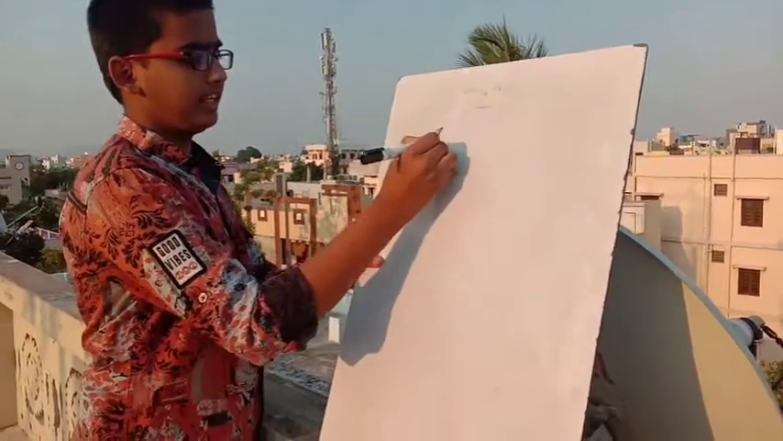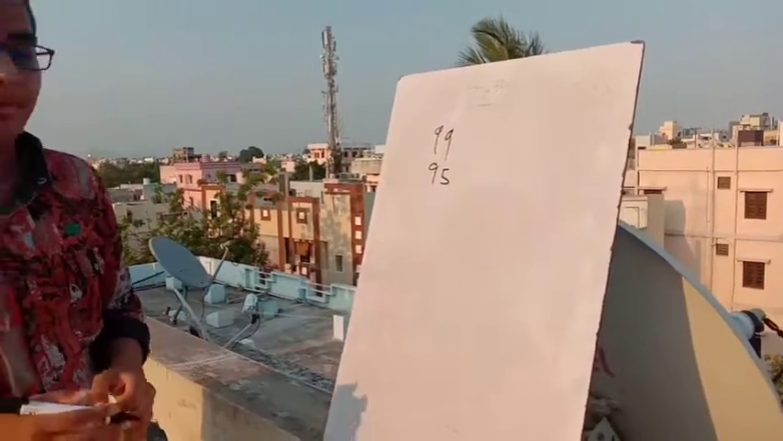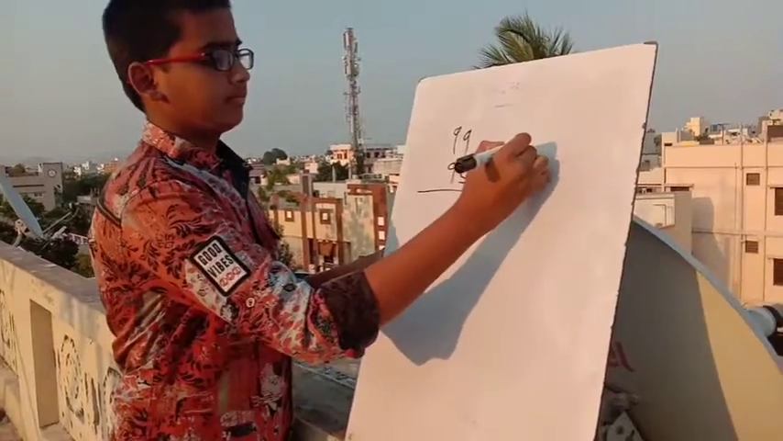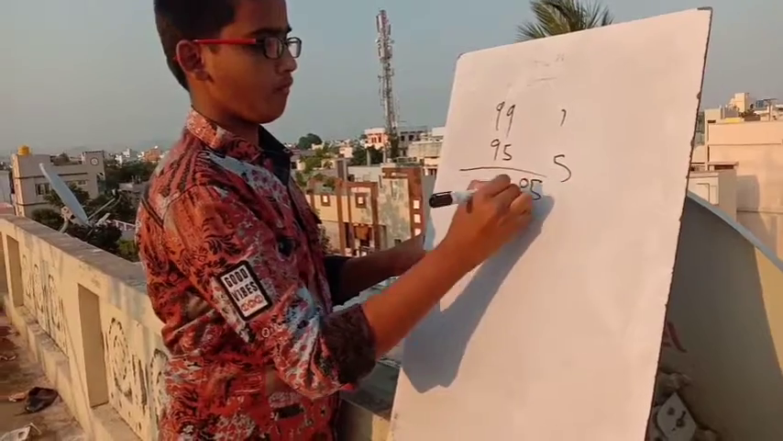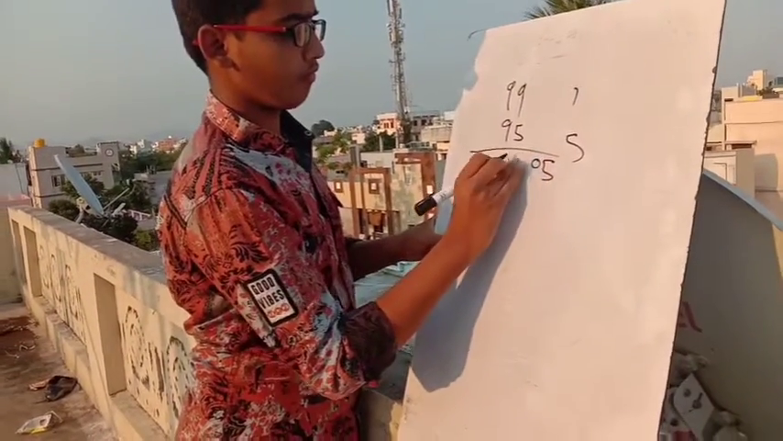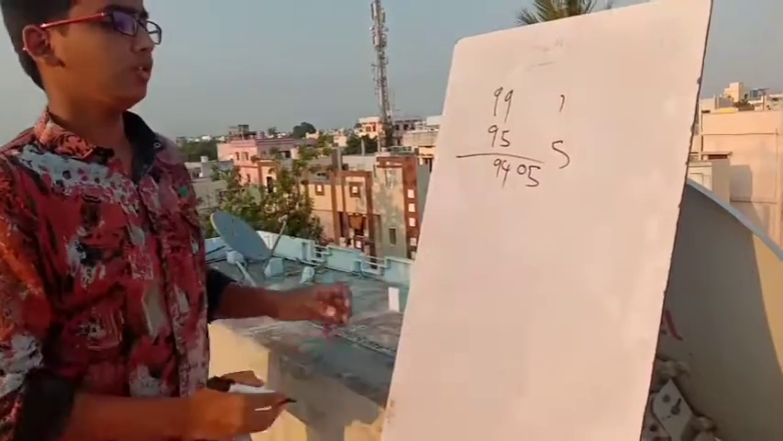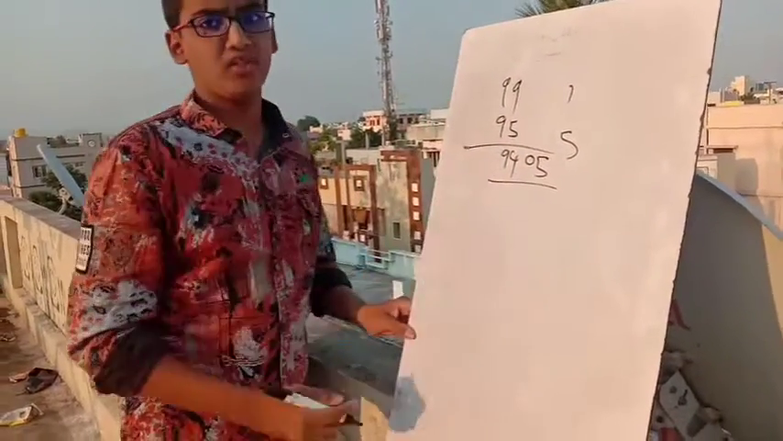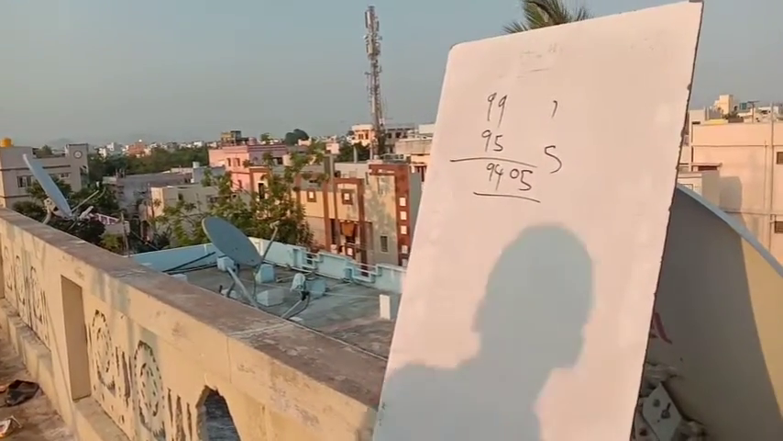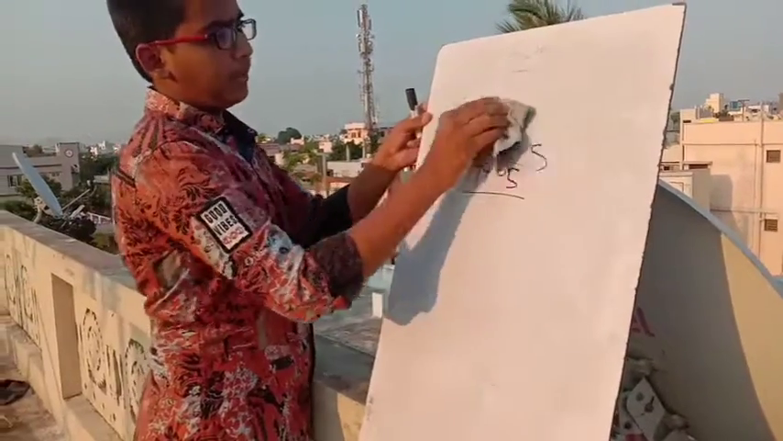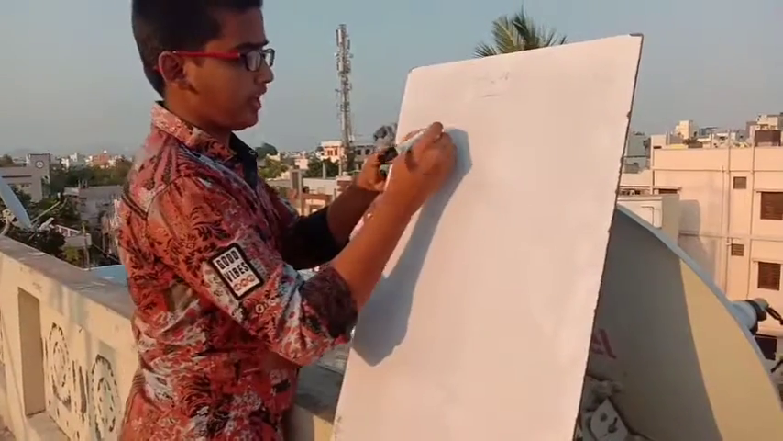Suppose we take 99 into 95. A trick with numbers near to 100, its answer is... okay. So 99 into 95 is equal to 9405. So it is a fast multiplication trick. What is the trick behind this? Also let's look into another multiplication near to 100. It is below 100, right? Now we will see above 100.